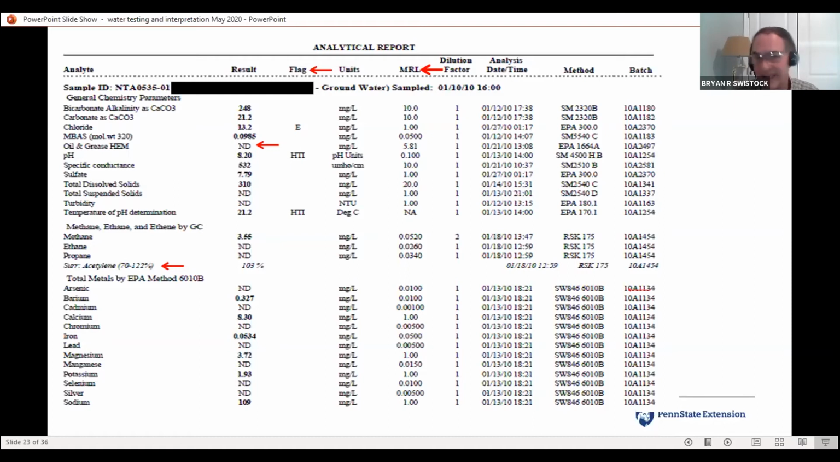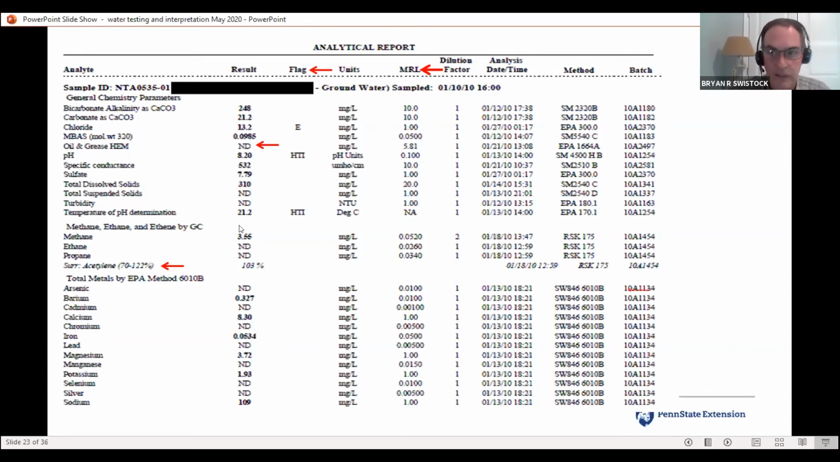It says nothing about whether it's safe or not, or whether there's an aesthetic issue. It just says it was there, here's our detection limit. And the detection limit gives you kind of a rough idea of how low the instrument can go. So for something like, let's see, chloride, the 13.2 is the result, and 1 is the reporting limit on here.